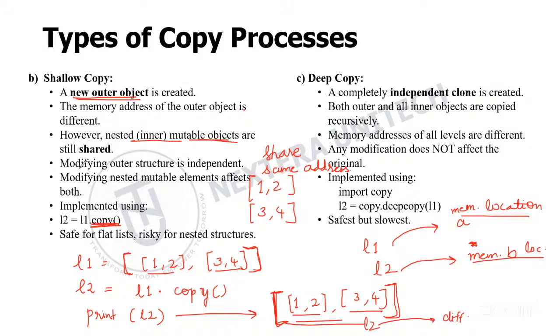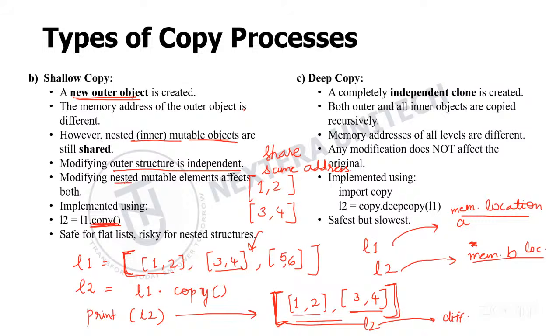So modifying the outer structure, that is the outer list, is independent. If I add one more new list here, like [5, 6], into L1, it will be reflected in L1 only, but it will not be reflected in L2. L2 will still be the [1, 2], [3, 4] lists only.